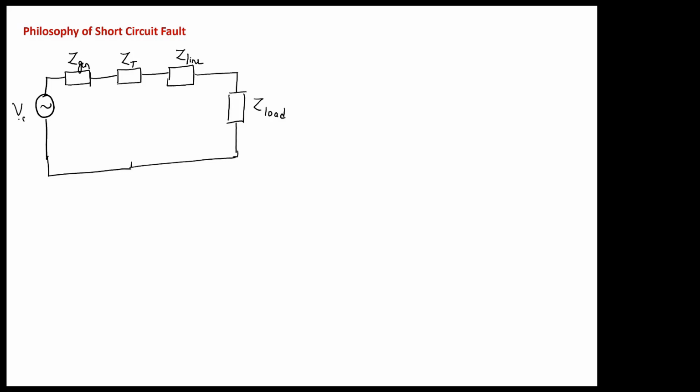Let the source voltage be Vs. When the system is operating without any fault, the current carried by the components is called the full load current. If the power system is operating at rated load, the generator is supplying full load current, and this current flows through all the elements and returns back to the generator. So my full load current will become source voltage divided by all the impedances, that is generator impedance.